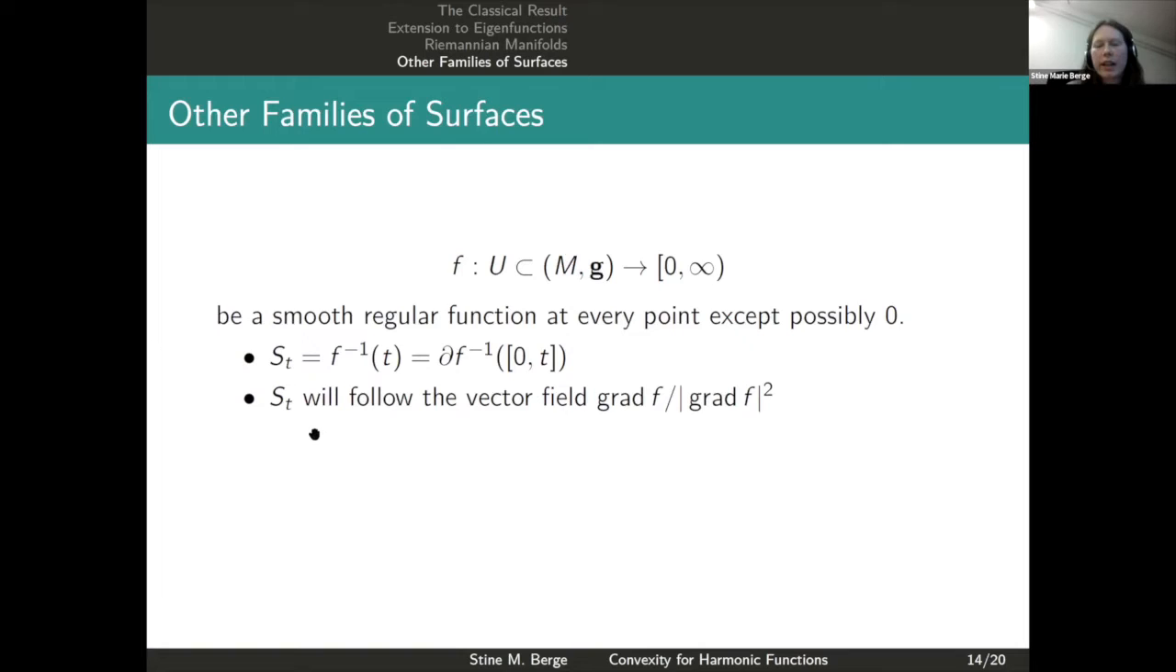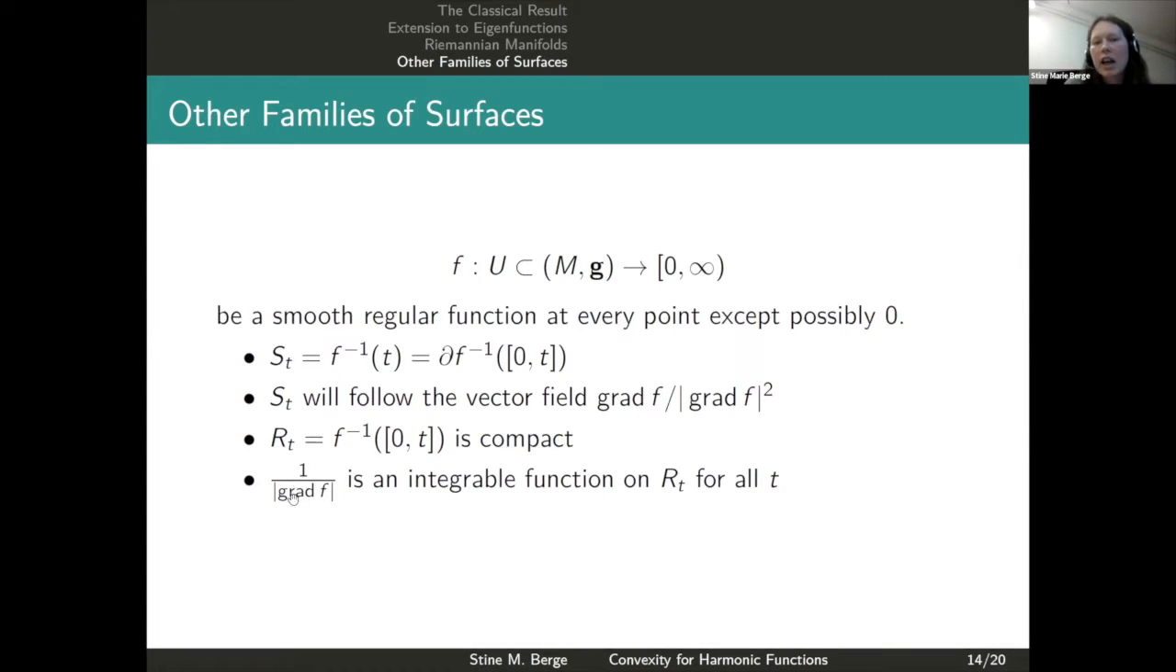Additionally, I want you to notice that if you try to grow the things that replace the spheres, then this family here will follow the gradient vector field. So this means that you have very good control over how this grows, only knowing how the function behaves. Additionally, I don't want to integrate infinite stuff, because then I don't know if anything makes sense in the inequality. So I will assume that this is compact. And finally, just a technical thing, I'm going to assume that this is integrable.